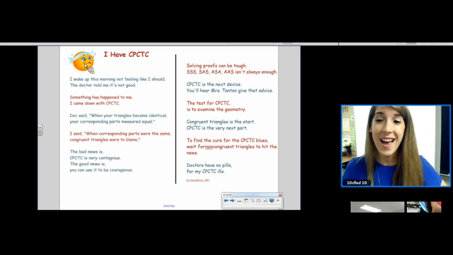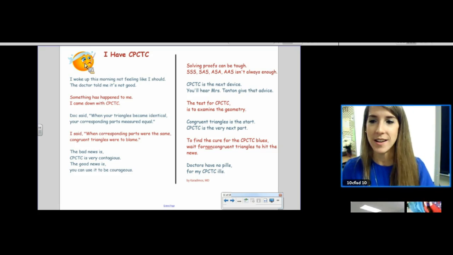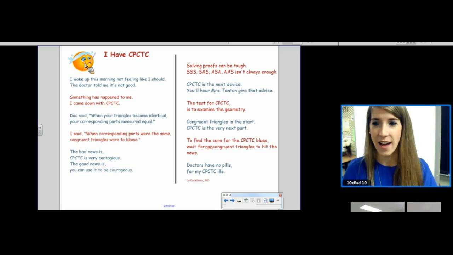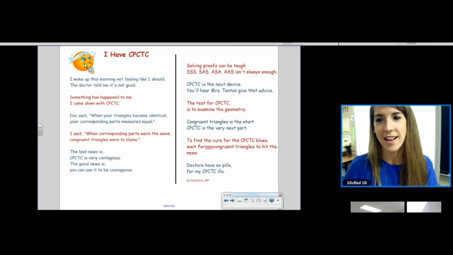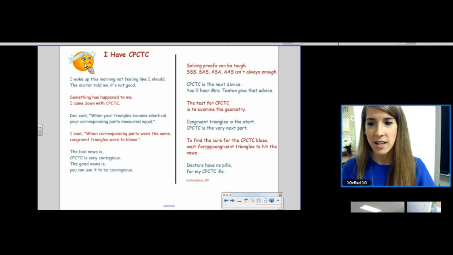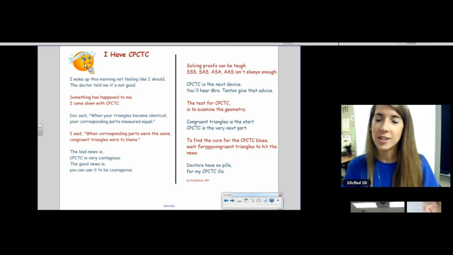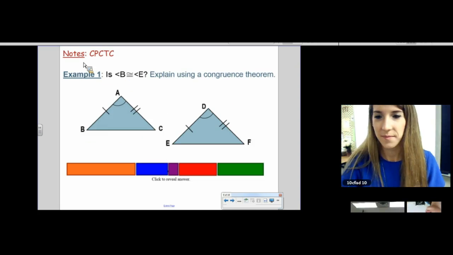Solving proofs can be tough. Side, side, side, side, angle, angle, angle, side isn't always enough. CPCTC is the next device. You'll hear Miss Tanton give this advice. The test for CPCTC is to examine the geometry. Congruent triangles is the start. CPCTC is the very next part. To find the cure for CPCTC blues, wait for non-congruent triangles to hit the news. Doctors have no pills for my CPCTC ills.